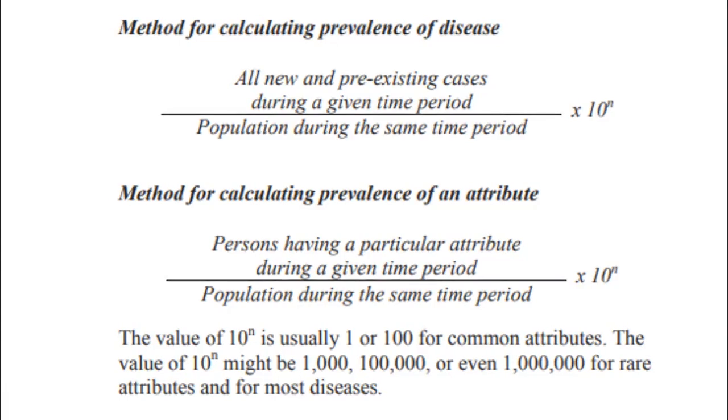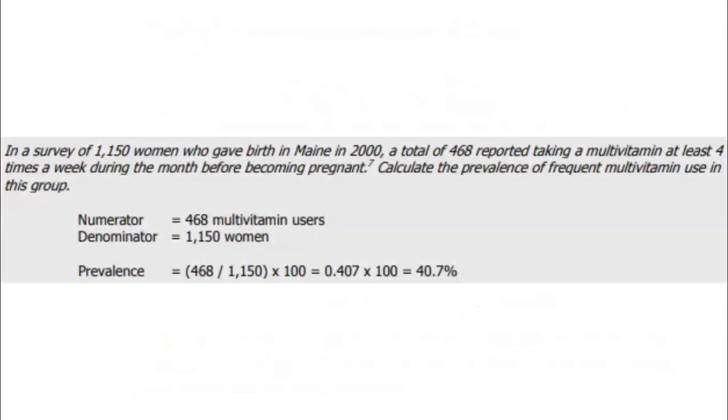So, example: in a survey of 1,150 women who gave birth in Maine in 2000, a total of 468 reported taking multivitamins at least 4 times a week during the month before becoming pregnant. Calculate the prevalence of frequent multivitamin use in this group.